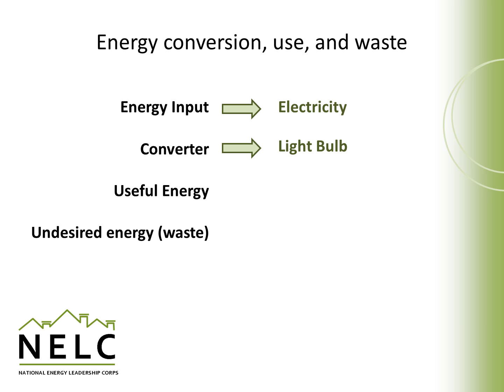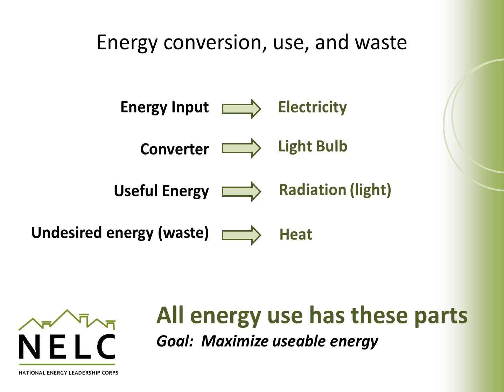So a light bulb is an example of an energy converter because it takes electricity from the electrical grid and translates it into light. And in each of these conversions, there's always some useful energy, for example, in this case, radiation or the light that we want, but there's often some undesired energy or waste, in this case, heat. Light bulbs give off light, but they also give off a substantial amount of heat. So in each of these energy transactions, our goal will be to maximize the usable energy and minimize any amount of waste.